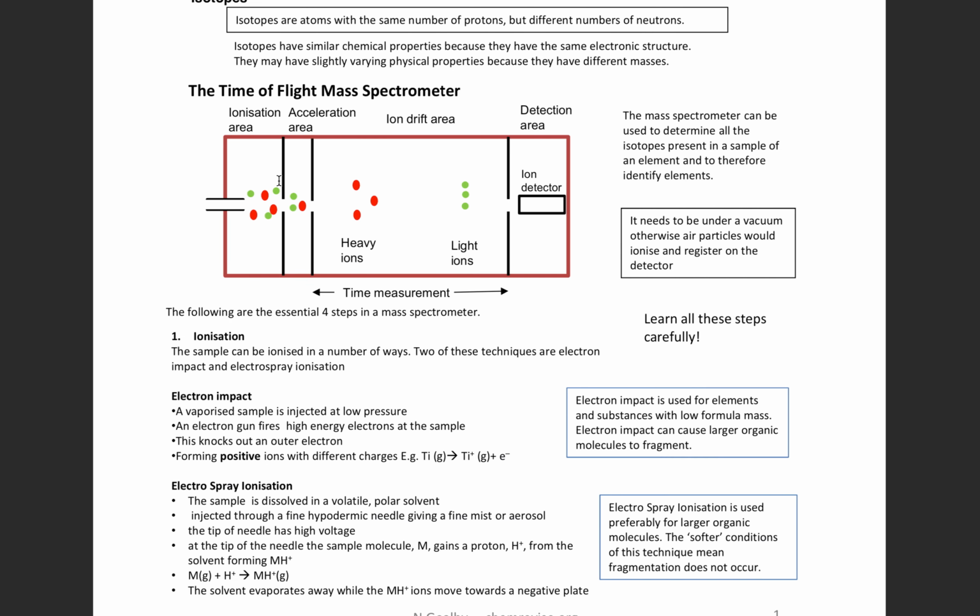Of course you have to be in a gas state to go through the mass spectrometer, because they have to be detected in the detection area. So, forming positive ions with different charges.